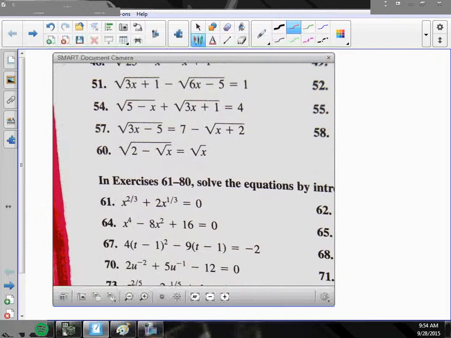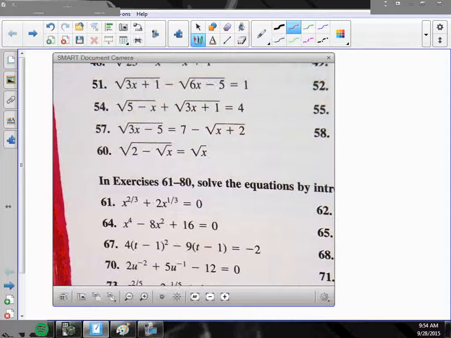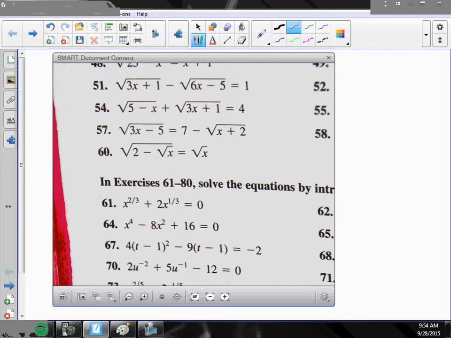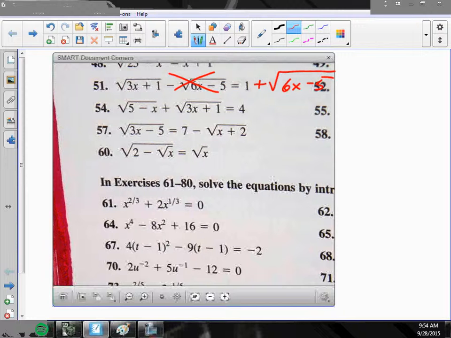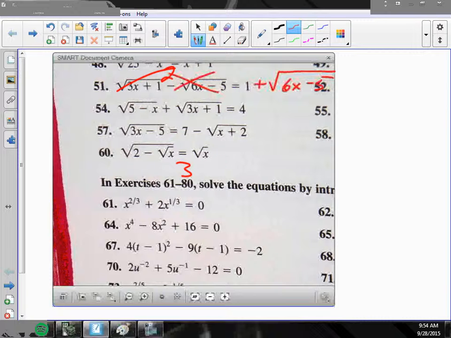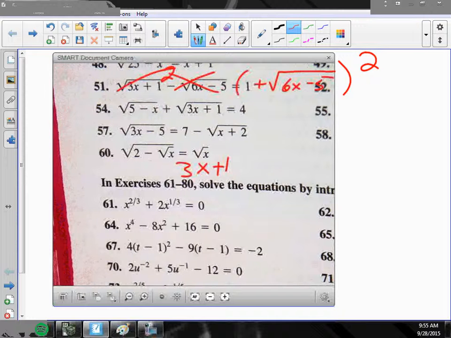Okay, so for number 51, we need to get rid of the square roots. And because there are 2 of them, it's going to take 2 squares to get rid of them. So pick the first one you want to eliminate and move everything else to the other side. So I'm going to add that second square root to the other side. Move this over plus the square root of 6x minus 5. Now if I square it, the one on the left will go away. So I square this, and I get 3x plus 1. That's not so bad. But now I have to square this one, which is kind of problematic.